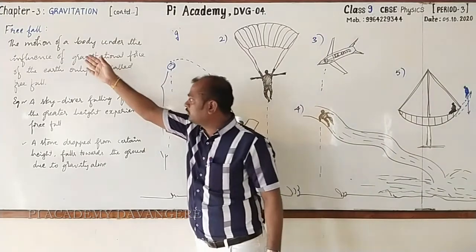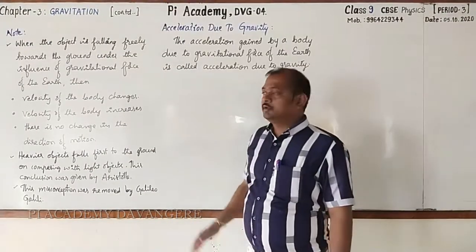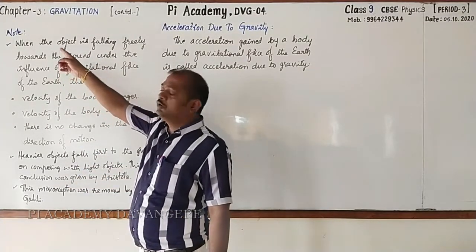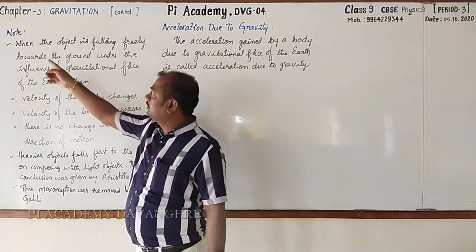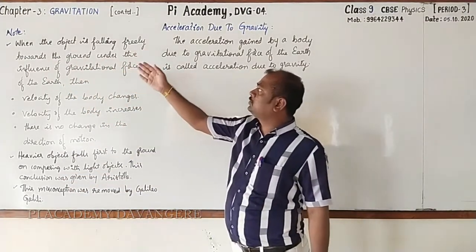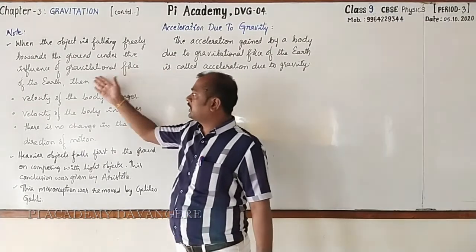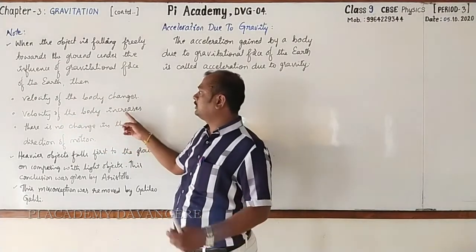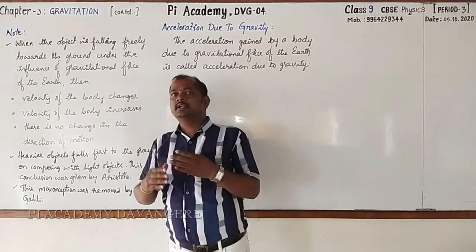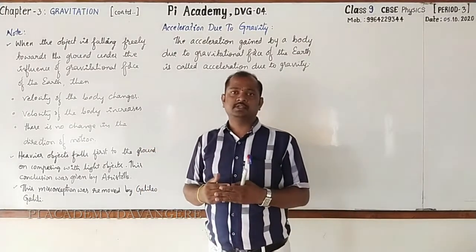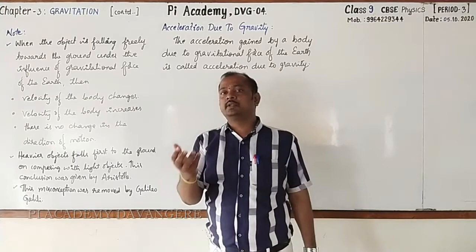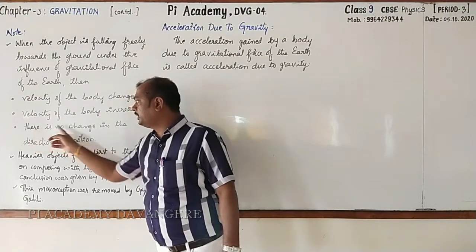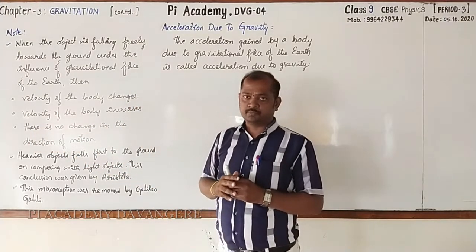Before that, you just copy these two points. Dear students, please go through these important points that have been written in the note, and you should also copy them. First one: when the object is falling freely towards the ground under the influence of gravitational force of the earth, then the velocity of the body changes and also increases. As it increases, there will be a change in the velocity. Due to the change in velocity, obviously the body gains acceleration. That will be explained in the later part. Another important point: there is no change in the direction of motion.